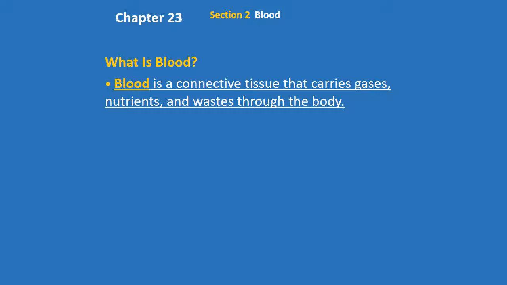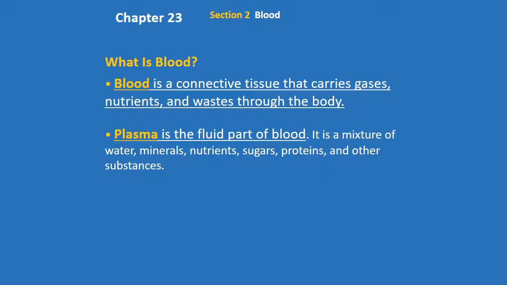Most of the volume of your blood comes from plasma. Plasma is the fluid part of the blood. Those blood cells have to travel through something, so it's a fluid part. It's a mixture of water, minerals, nutrients, sugars, proteins, and other substances.